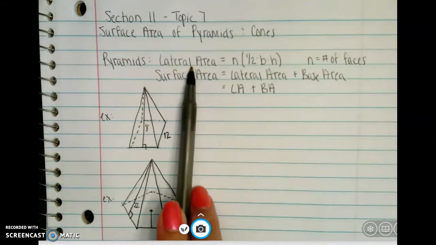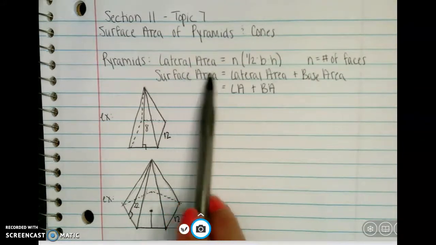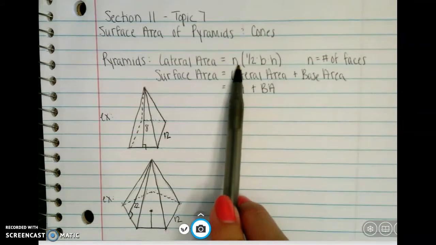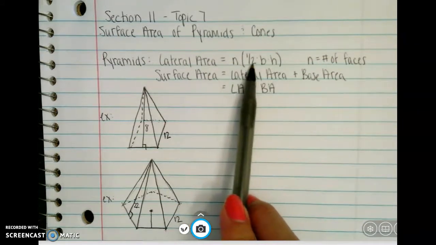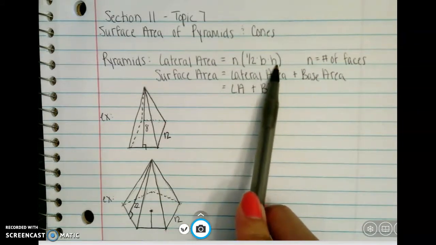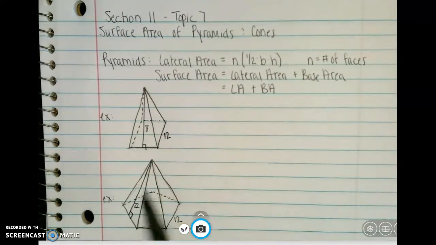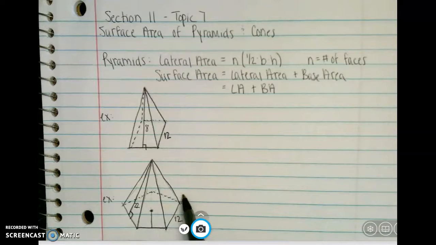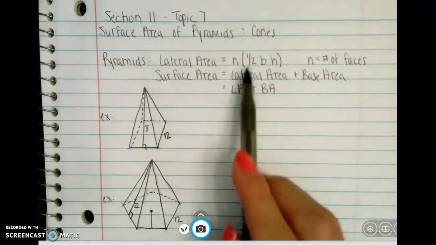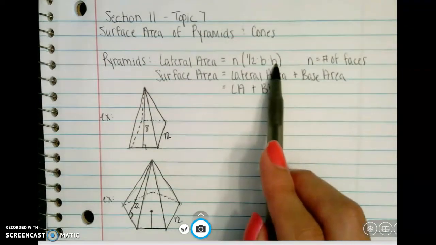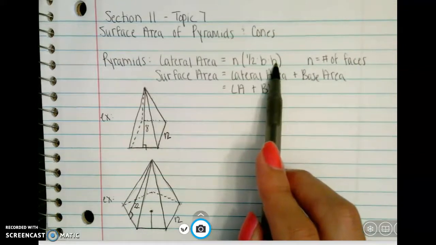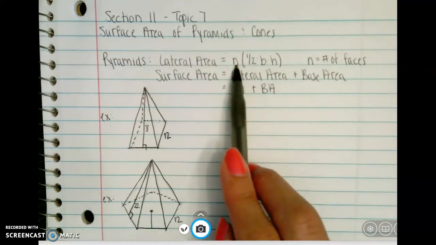So the lateral area of the faces is going to be the number of faces times half base times height, because if you picture a pyramid, all the lateral faces are triangles. No matter what kind of pyramid you have, all the lateral faces are triangles. So that's where this half base times height comes from. And then you'll multiply it by the number of faces that there are.